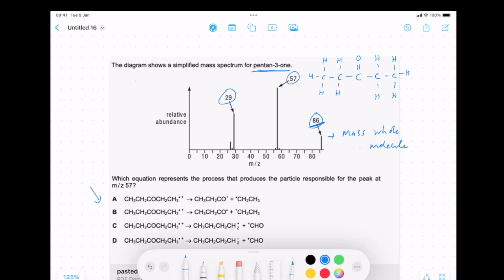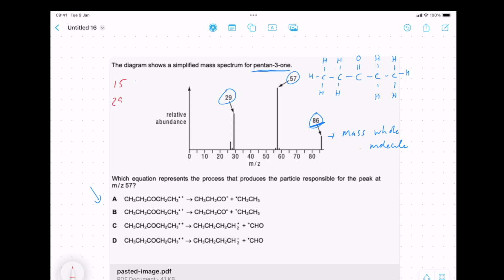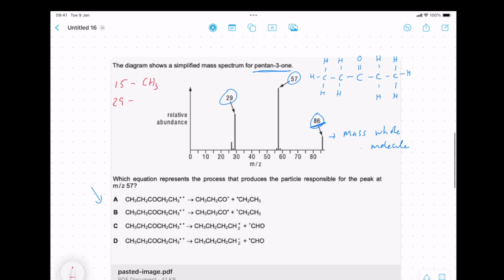Well, when you're starting out in this topic, there is a certain degree of trial and error. You just have to break the molecule in places to work out what it is. But a couple of fragments keep coming up over and over again across all of the organic questions: 15 and 29. And they always come about from the same thing. 15 is generated from a CH3 fragment, so 12 plus 3 hydrogens is 15. And then 29 is always an ethyl group, C2H5. And we can clearly see there's a C2H5 on both sides of the C double bond O. So that is going to be the one at 29.